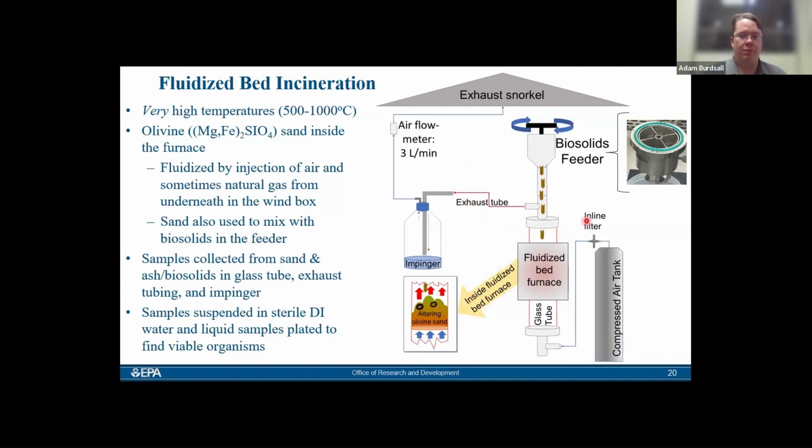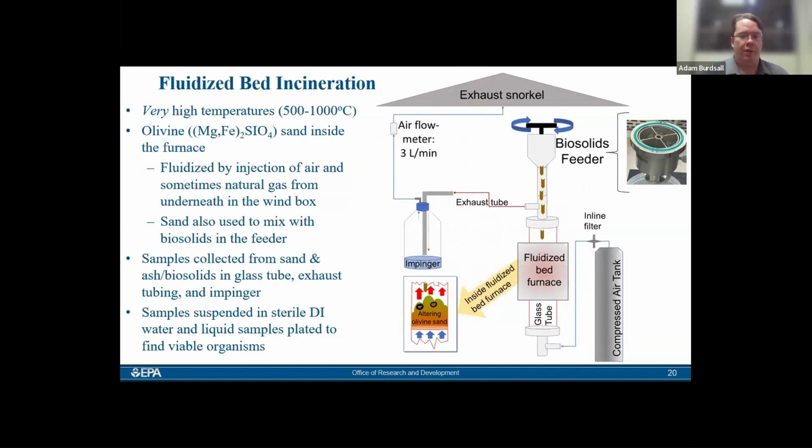Sand has to be mixed with the biosolids samples, though, in order to prevent the pieces from clumping together and bottlenecking in the system. The air that travels up through the bed leaves out this exhaust line and heads over to the impinger, carrying all of the solids, ash, sand, and any surviving organisms. The impinger collects the solids and organisms, and the air then leaves out the exhaust snorkel.